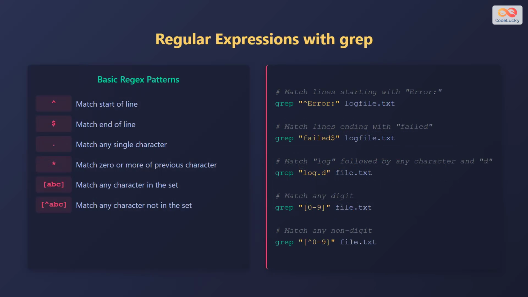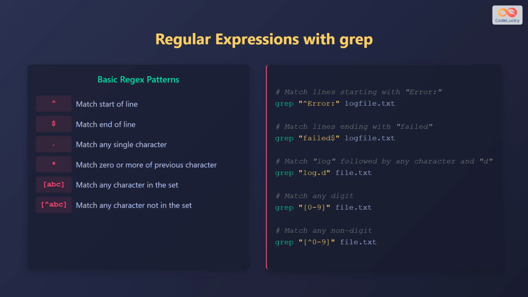Grep becomes even more powerful when used with regular expressions. Let's look at some basic regex patterns. The caret symbol ^ matches the start of a line. The $ matches the end of a line. The dot matches any single character. The * matches 0 or more occurrences of the previous character. Square brackets, [abc], match any single character within the set, in this case, a, b, or c. And [^abc] matches any character not in the set.